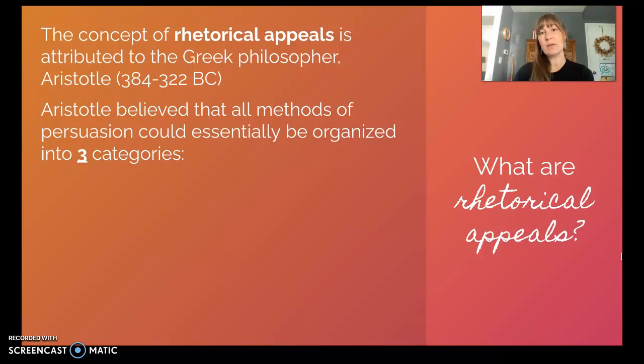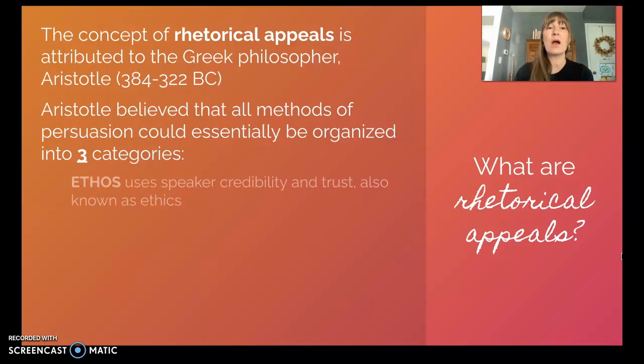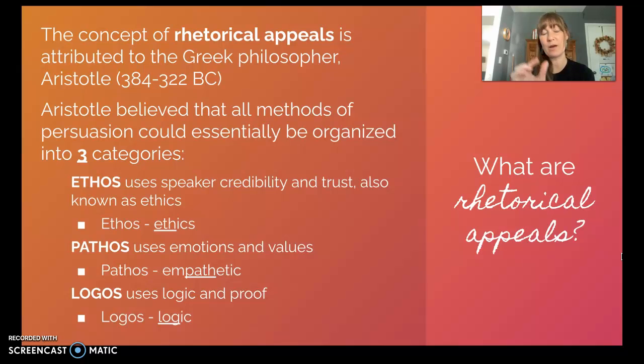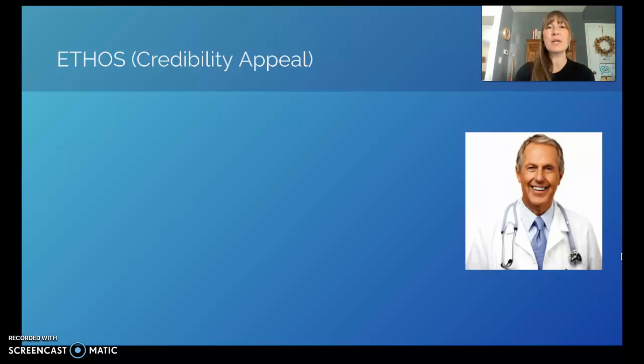Now, Aristotle believed that of all of the different methods that one might use to persuade their audience of something, all of those different methods can essentially be boiled down into 3 different categories. And those categories are ethos, pathos, and logos. All right, so you can actually see the roots inherent in each of these words. Ethos, ethics, pathos, path, and logos, or logic. Now let's break each of these down a little bit more specifically.